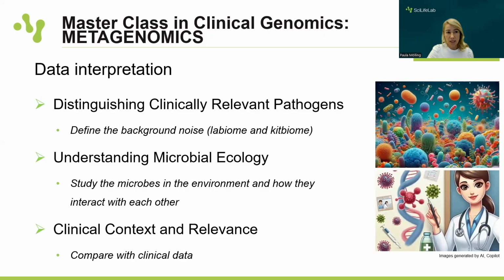And for the data interpretation, it's really important to be able to distinguish the clinically relevant pathogens. And for this, you need to define the background noise. Here we can talk about the lab biome as well as the kit biome. The lab biome can arise if you sequence a lot of specific pathogens at the laboratory level, which can also contaminate metagenomics. And if you have some contamination in the kit, in the extraction, or in the library preparation, here we can also talk about the kit biome that is related to specific kits.